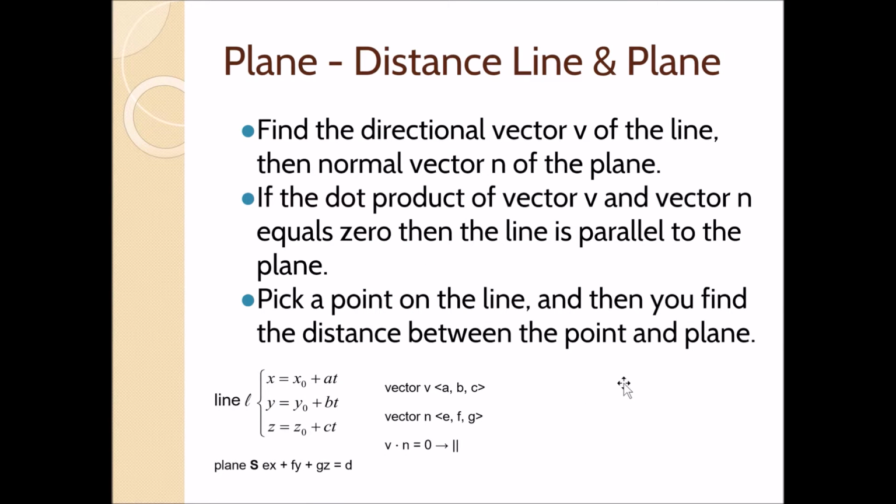So to find the distance between a line and a plane, we find the directional vector v of the line, then the normal vector n of the plane. If the line is parallel to the plane, the directional vector of the line will be perpendicular to the normal vector of the plane, and the dot product of the two vectors will be 0. Once you know that the line is parallel to the plane, you can pick a point on the line and it becomes the distance between a point and plane kind of problem.